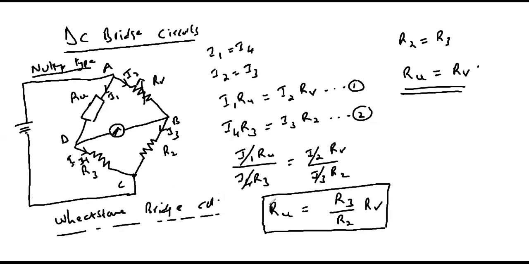So this is the null type bridge circuit, and null type because the variable resistance is varied until no current flows through points D to B, and at that point the potential difference between point D and B is 0, and the value of the unknown resistance can be determined as a ratio of the variable resistor.